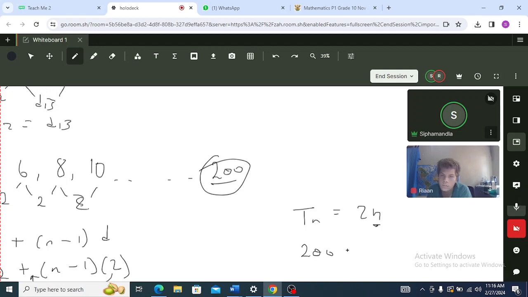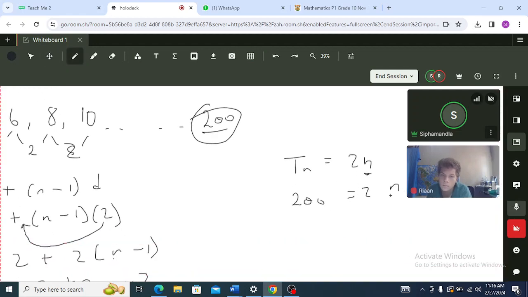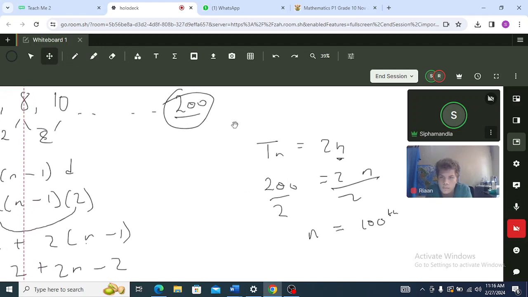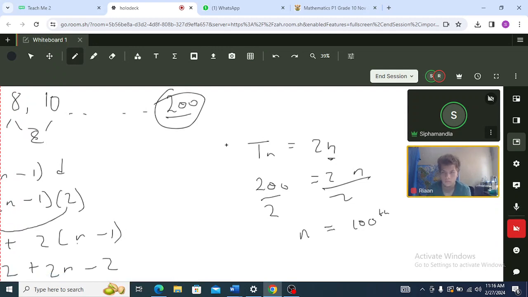So you can plug in 200 here and have 2 into n, and then you calculate n, because n gives you the position. If this is the last term, that tells you how many terms we have in the sequence. Do you understand what I mean? Yes, it makes sense. It's just simple equations. Exactly. So here you just divide by 2 on both sides, and then you have n equal to 100. So that means we have 100 terms in the sequence. So they can try to trick you like this.